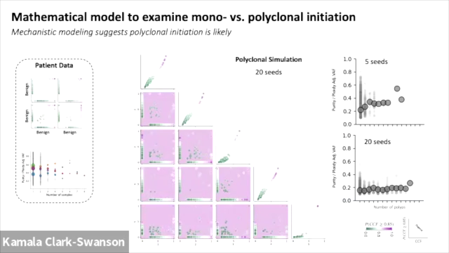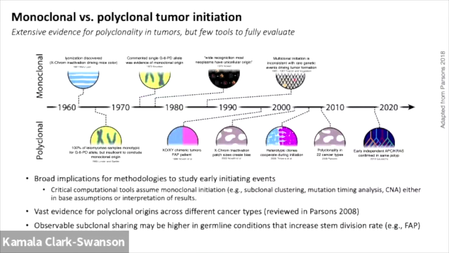On the right, I'm showing the simulation results with 5 seeds, and you see the number of shared mutations dissipating as you move towards more polyps. That's not quite the case when you increase the number of seeds, and they exist at a much lower frequency. This is what we're seeing with the data, which is mirroring the lower number of seeds. So this idea isn't new.